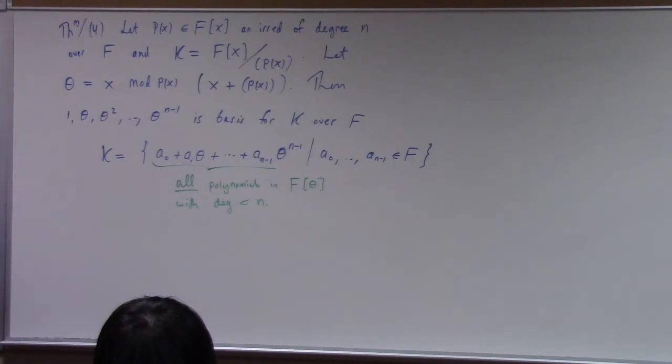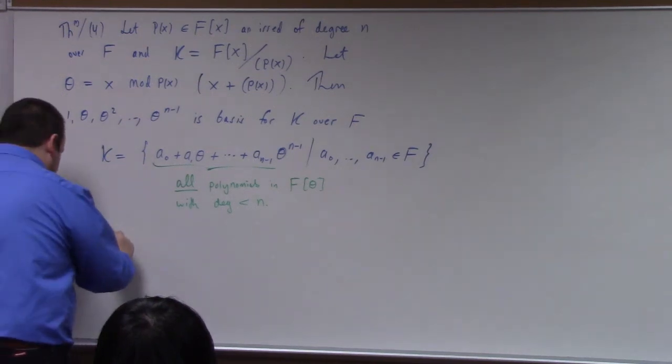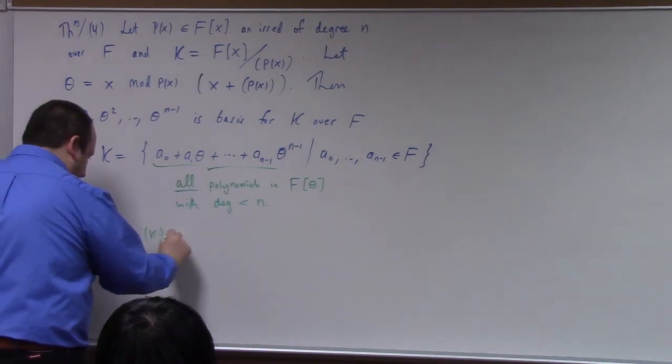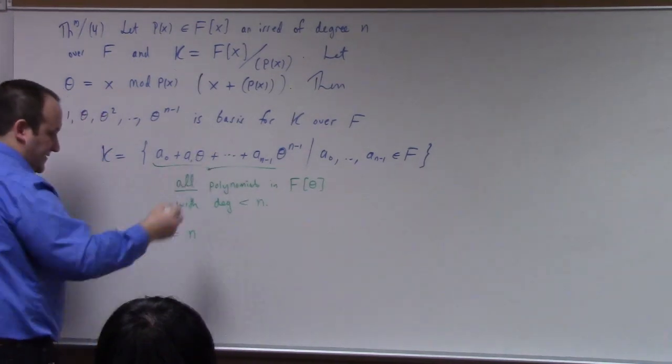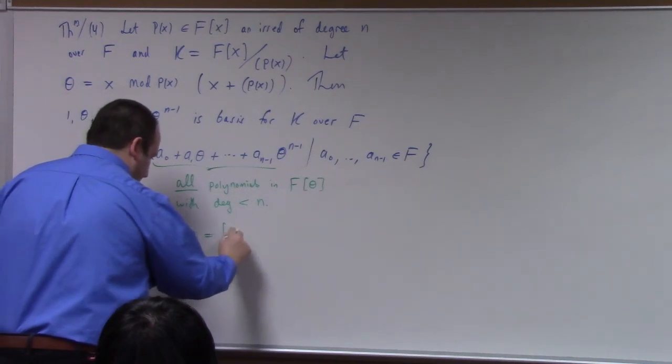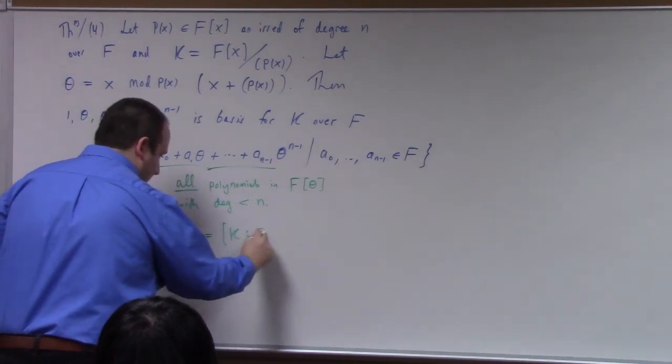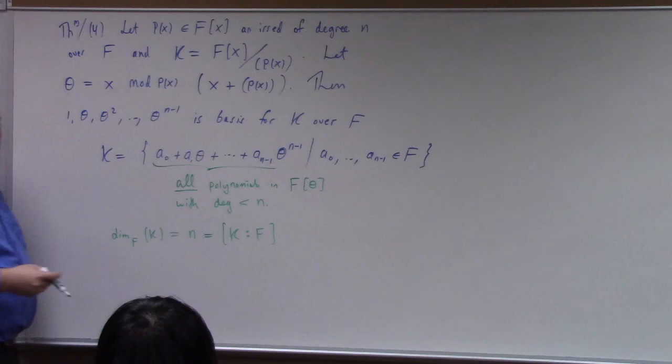And of course, what can we write here? What's the dimension of K over F, right, is equal to n, since that's a basis, and of course that's also our new notation, right?